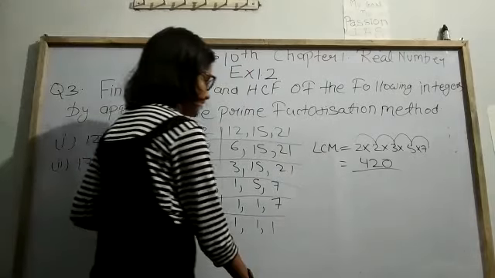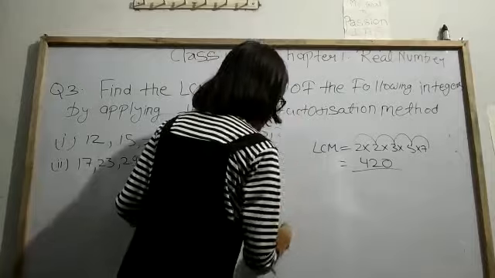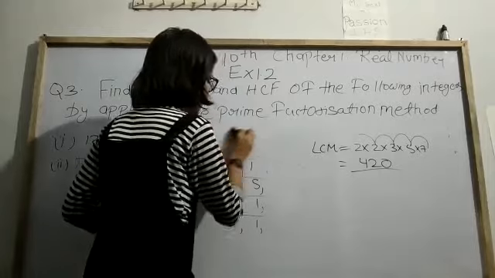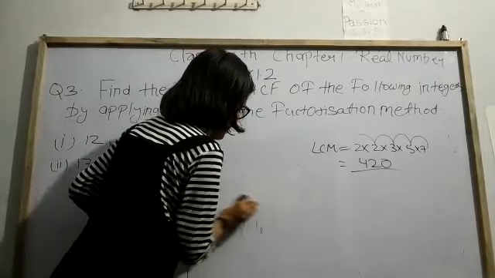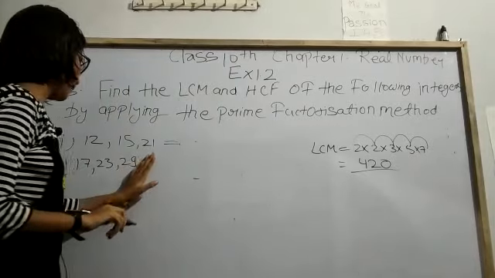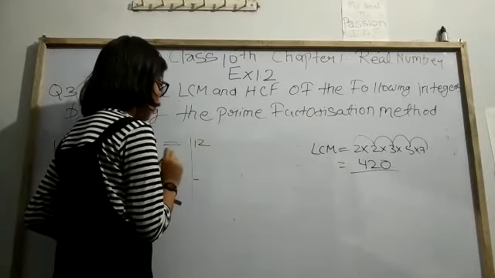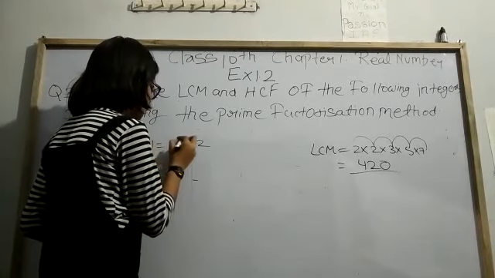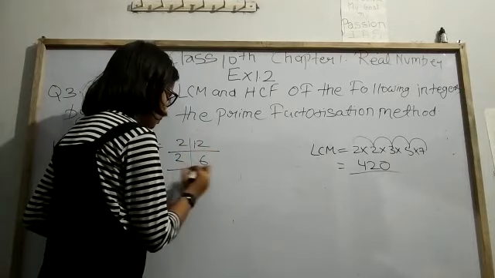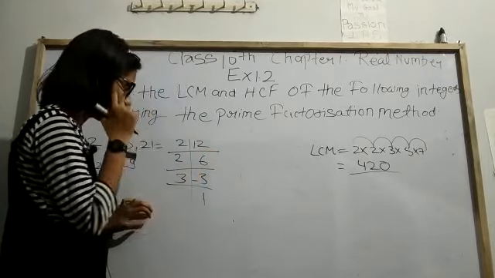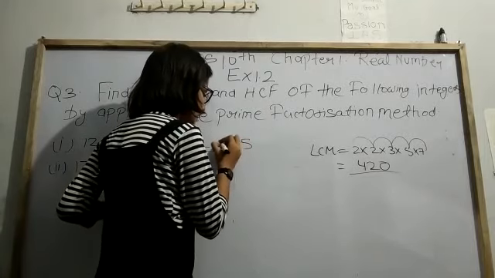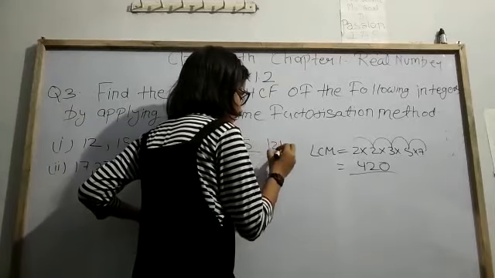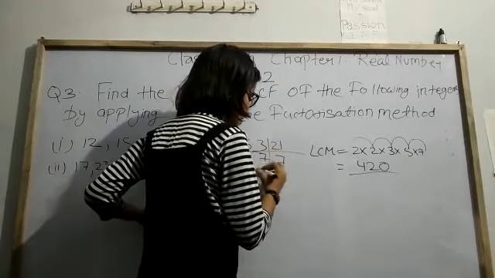Okay, so we'll find its HCF. Let me erase this, we have to solve the next part. Now let us see what we have to find. We have to find the HCF. So 12 here we'll write. Now by which number can it be divided? That is 2, the smallest number. 2 sixes are 12, 2 threes are 6, and finally 3 ones are 3. Now let us move to 15. 3 fives are 15, 5 ones are 5. Now 21. That is 3 sevens are 21, 7 ones are 7.